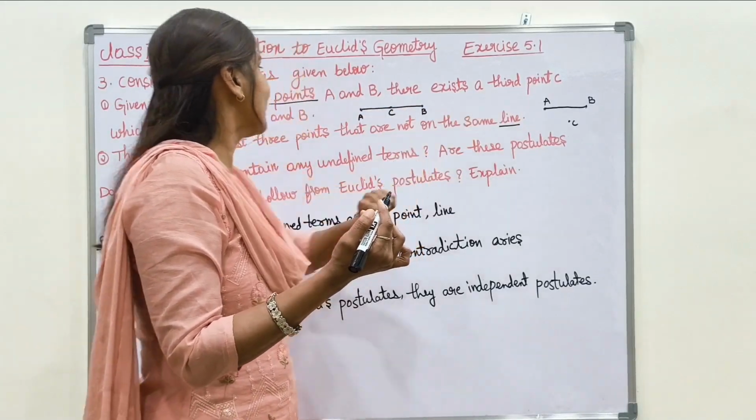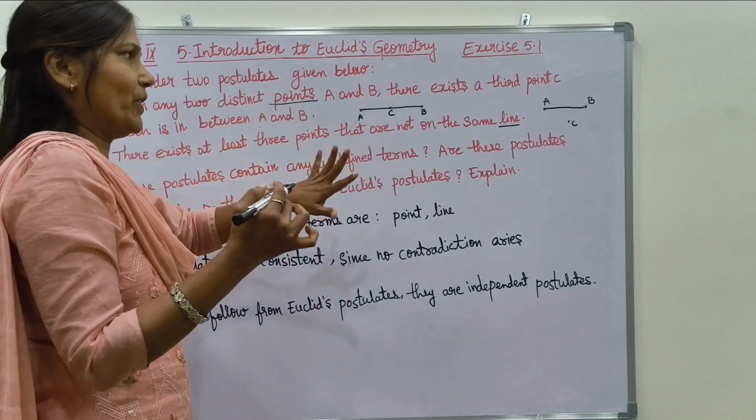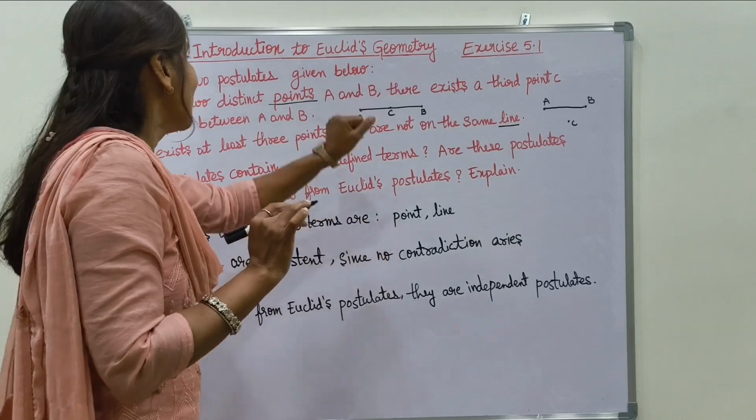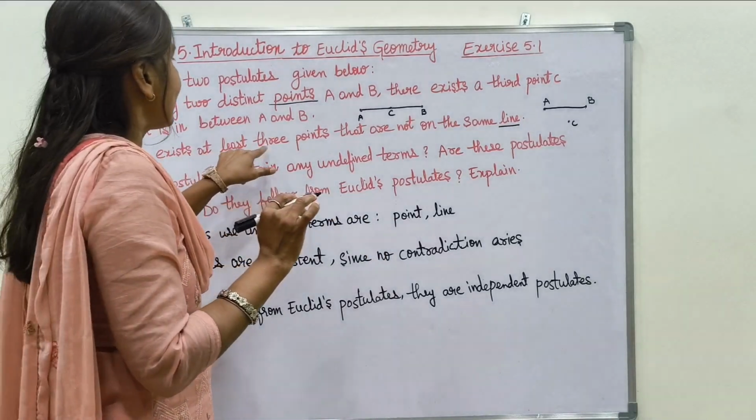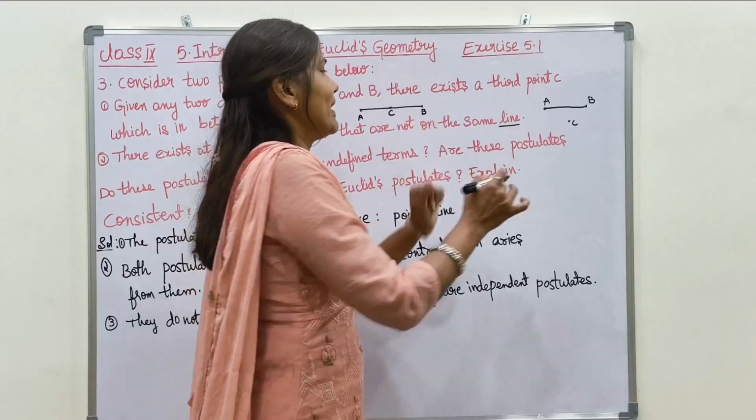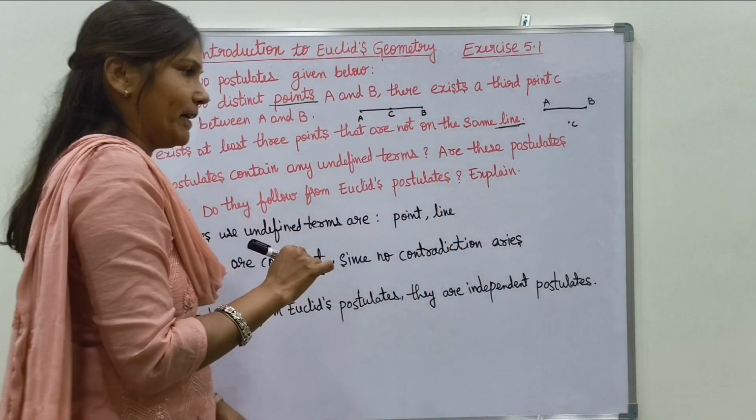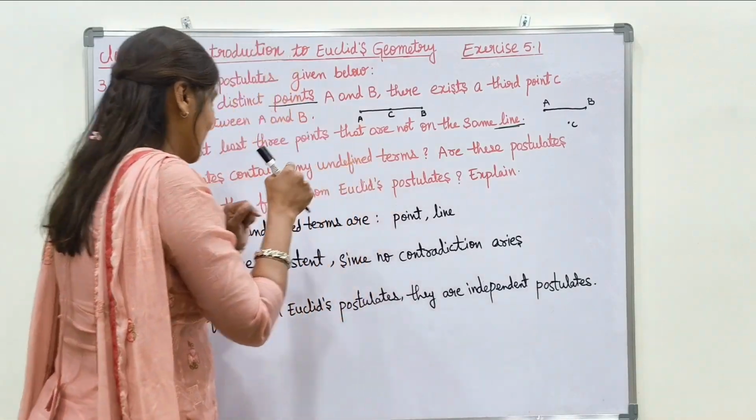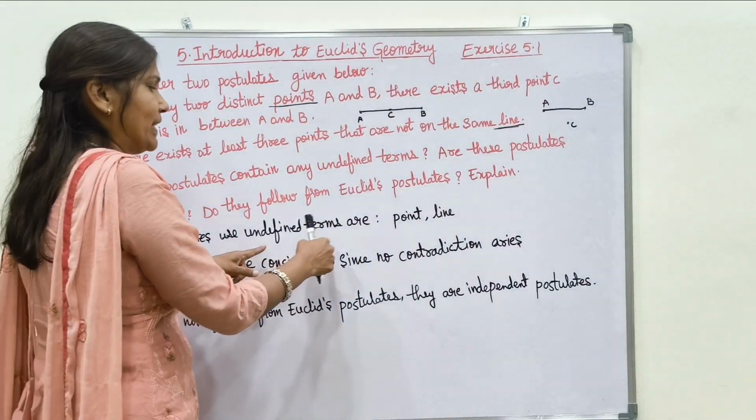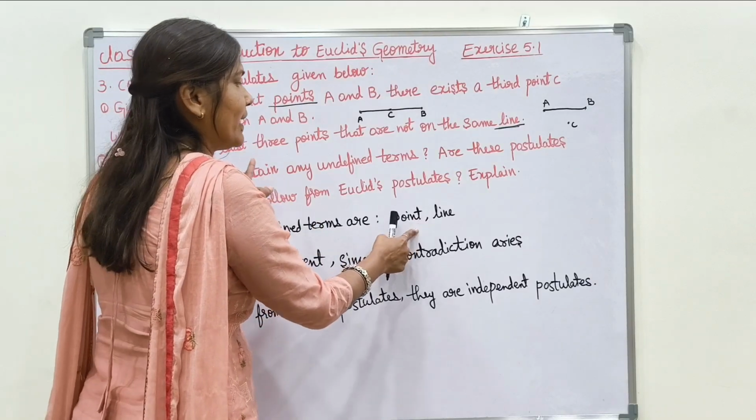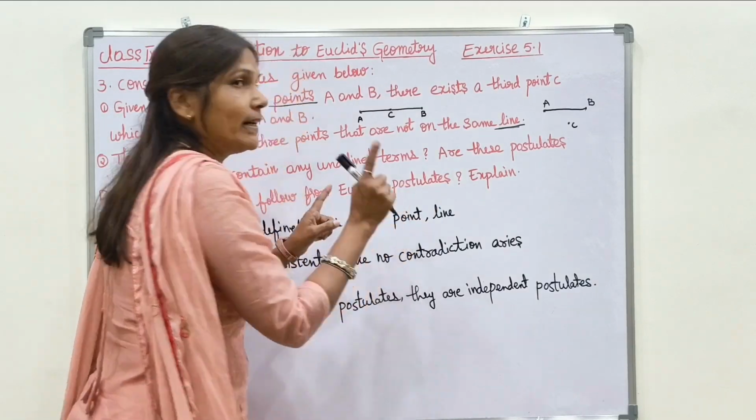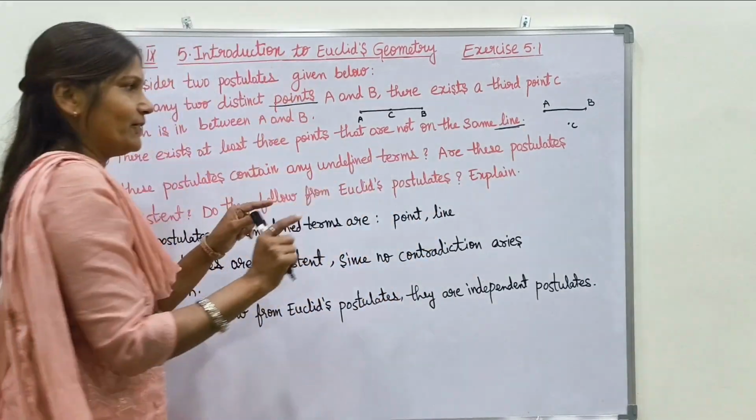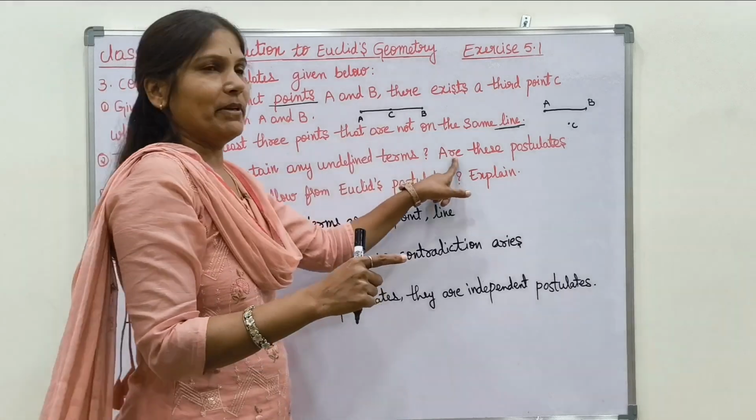A and B, there exists a third point which is between A and B. In this one, what is the undefined term? Point is there. You can write point. Second one also, read: there exists at least 3 points that are not on the same line. Line is also an undefined term. So this answer is finished. The undefined terms used in these two postulates are point and line. Write it, point and line. This answer is finished. Next we will come here.